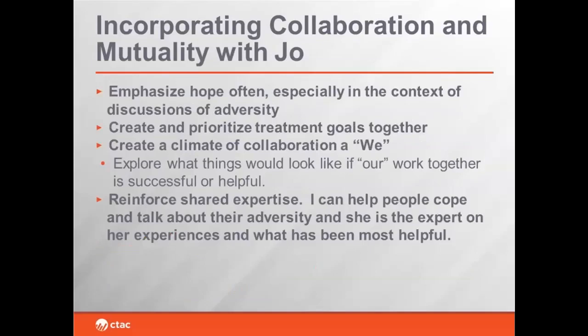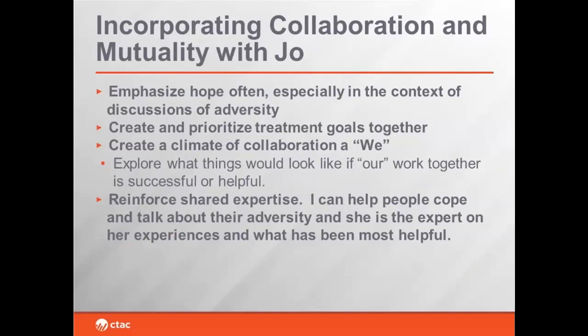Some ways that we might incorporate collaboration and mutuality with Joe is emphasizing hope often, especially in the context of discussion and adversity. I think, yes, emphasizing hope, but also validating their experience, their traumatic history or traumatic experiences that have brought them to where they are.